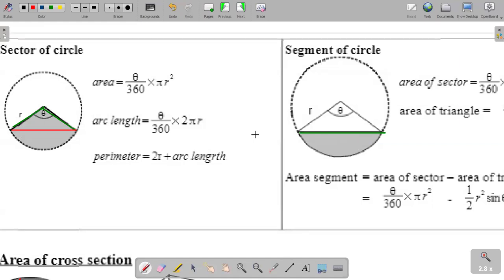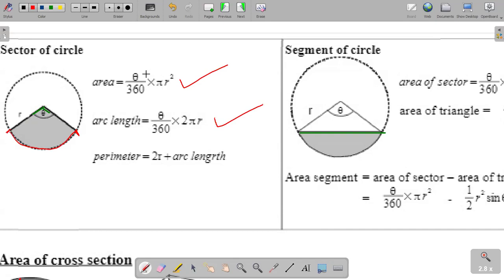Yeah? All right. So let's focus on the sector first. We know how to find the area of a sector. Luckily for you, this formula is given in the exam, so you don't have to memorize it. This is also given to you in the exam, the arc length, and I explained this already as well. Remember, the arc length is the piece of the circumference, so that will be from here to here.